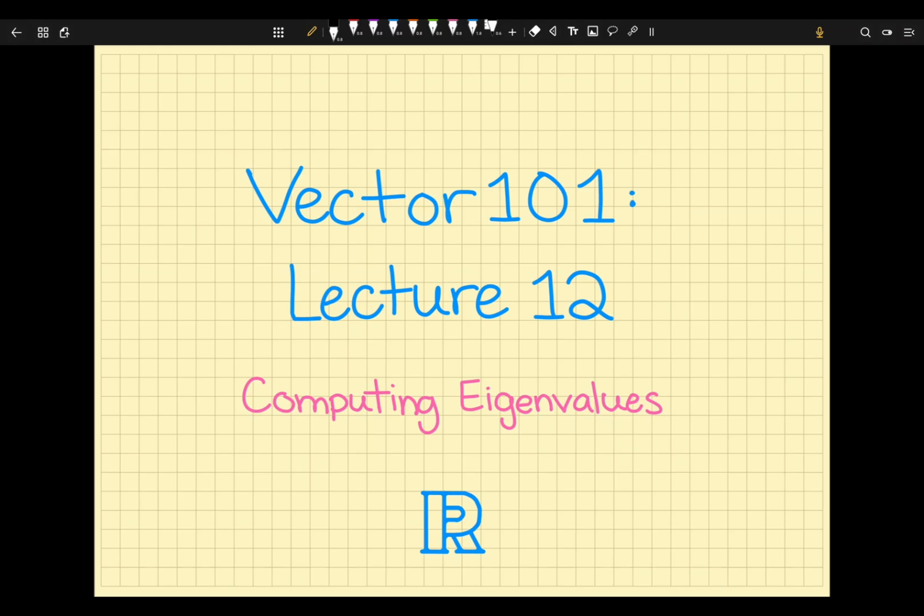Welcome to Lecture 12 of Vector101. Today we'll be talking about computing eigenvalues. On Monday we talked about what an eigenvalue is, and now we'll compute them.